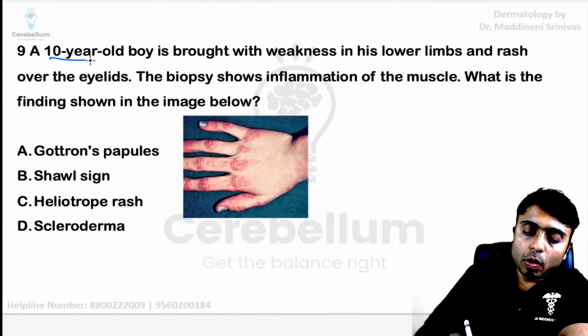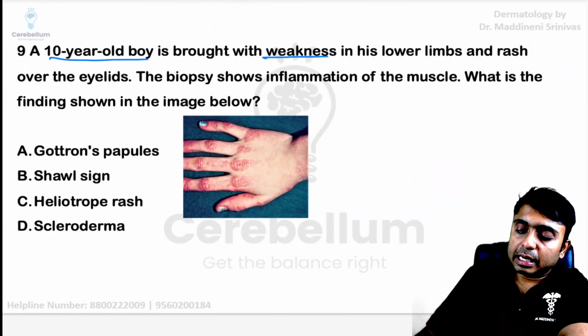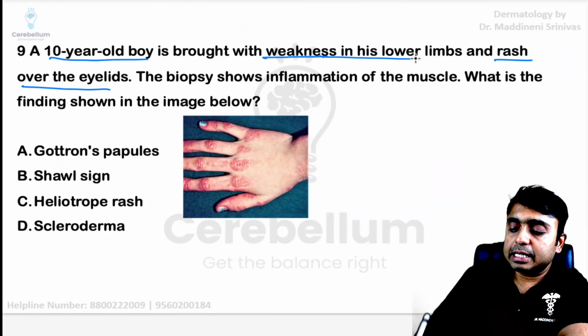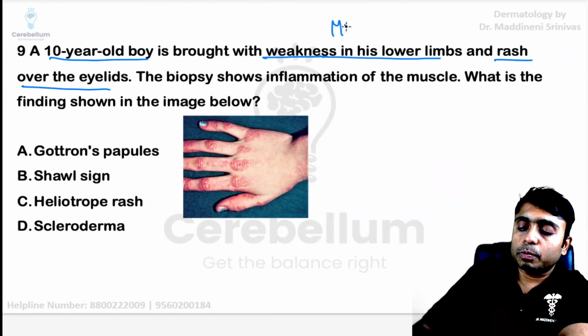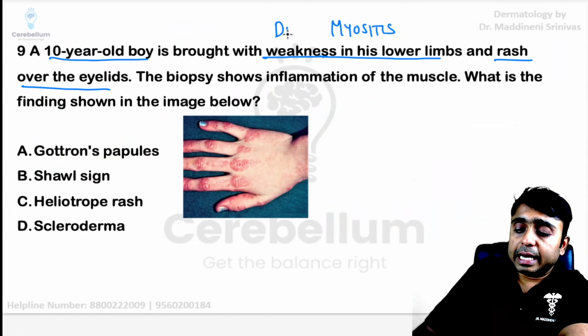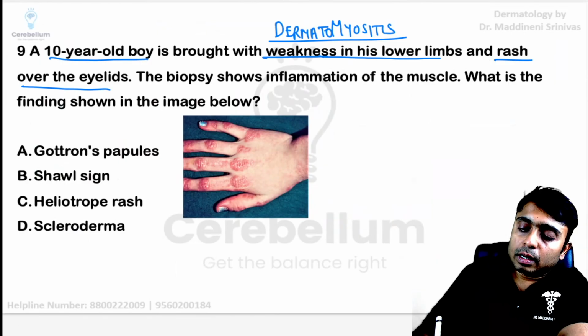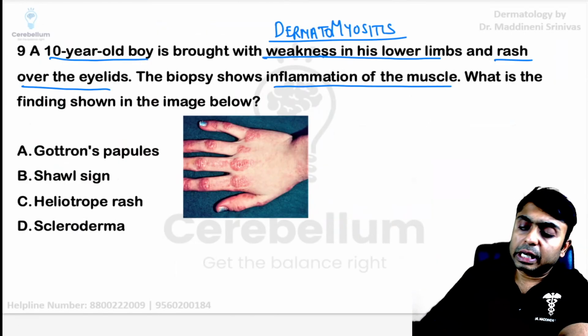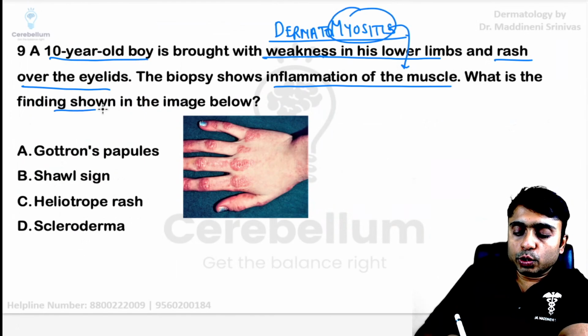And this is the last question. A 10-year-old boy is brought with weakness in his lower limbs and a rash on the eyelids. Weakness is there in the lower limbs, so some kind of muscle component is there. And a rash over the eyelids, which is heliotrope rash, is present. So the diagnosis is dermatomyositis. The examiner is asking, biopsy shows inflammation of the muscles. Obviously, because it is myositis, there is going to be inflammation of the muscle. What is the finding shown in the image below?